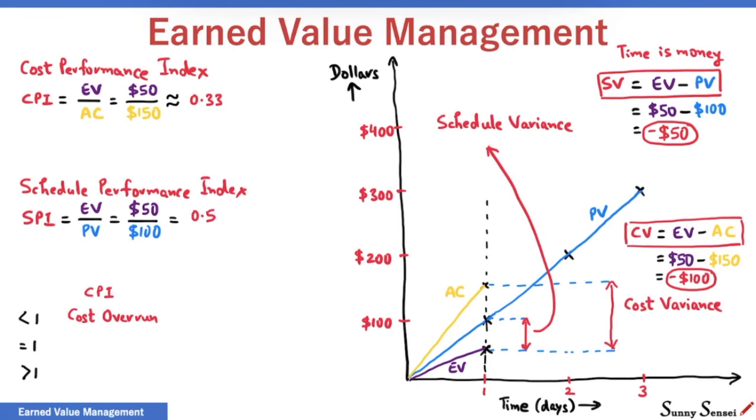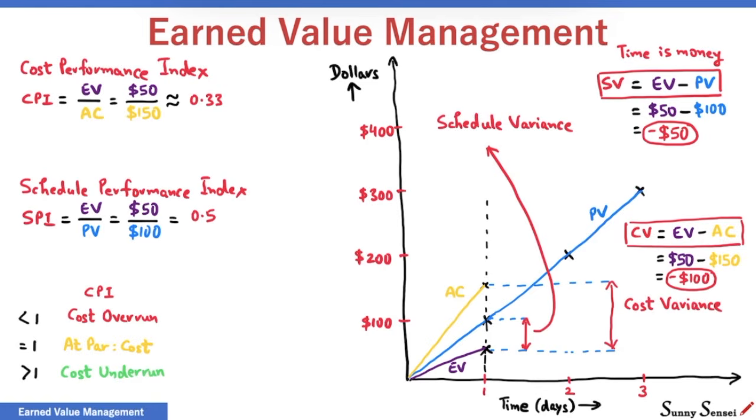When CPI is equal to 1, earned value equals actual cost. Cost variance is 0. We are at par. The value of completed work is precisely matching the cost incurred for getting the work done. When CPI is greater than 1, cost variance is positive. We have a cost underrun. The value of work completed is more than the cost of doing that work. The project is progressing well.